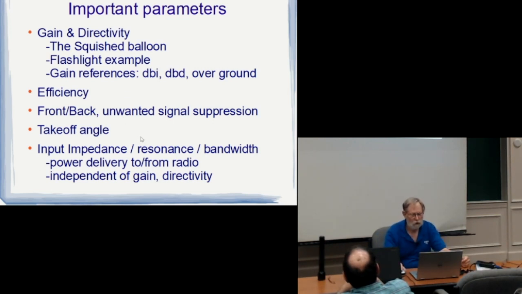We'll talk about other interesting parameters that modeling can tell you, like input impedance, resonance, bandwidth, your ability to deliver power from the radio to the antenna, and those numbers can be independent of gain and directivity. So I'll give you a couple of examples.